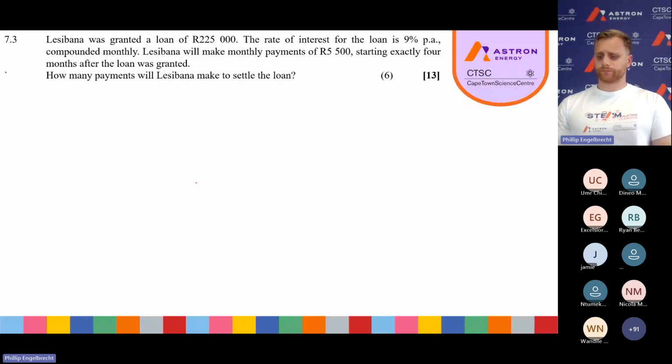so it says over here that Lesibana, if I'm saying it correctly, was granted a loan of 225,000 Rand. The rate of interest for the loan is 9% per annum compounded monthly. Lesibana will make monthly payments of 5,500 Rand starting exactly 4 months after the loan was granted. How many payments will Lesibana need to make to settle the loan?